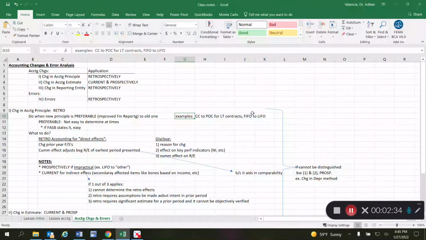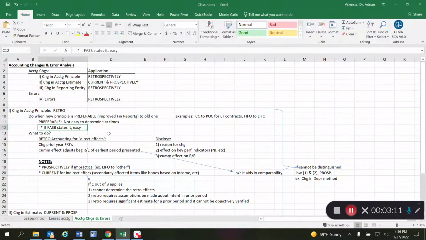Also FIFO: if you're using FIFO and all of a sudden you want to use LIFO, that's a change in accounting principle as well. And as I mentioned a second ago, the idea of what's preferable is not always easy to determine. There's a lot of judgment involved in that. But if we have a scenario where the FASB issues a new pronouncement or updates information and states that there's a particular method that is preferred, then that's not difficult at that point, because the FASB has deemed that to be the preferable method. But when it is a decision of the company itself, that's a little trickier.